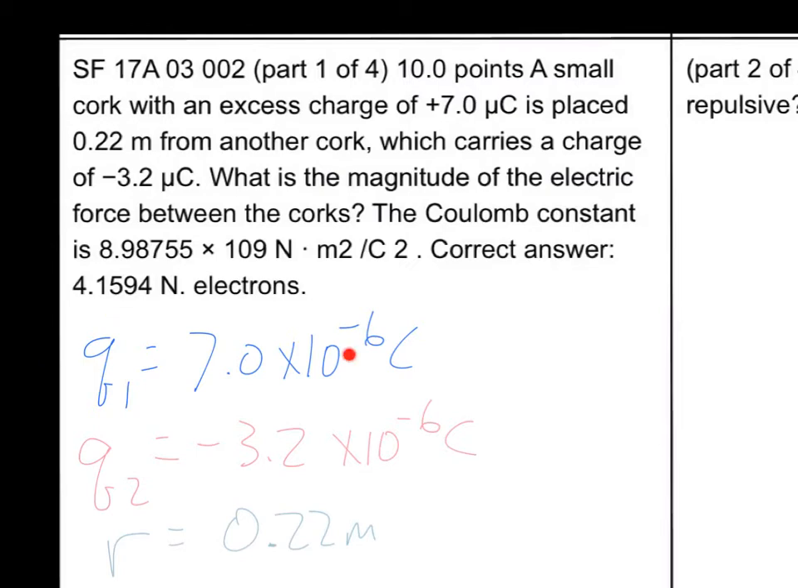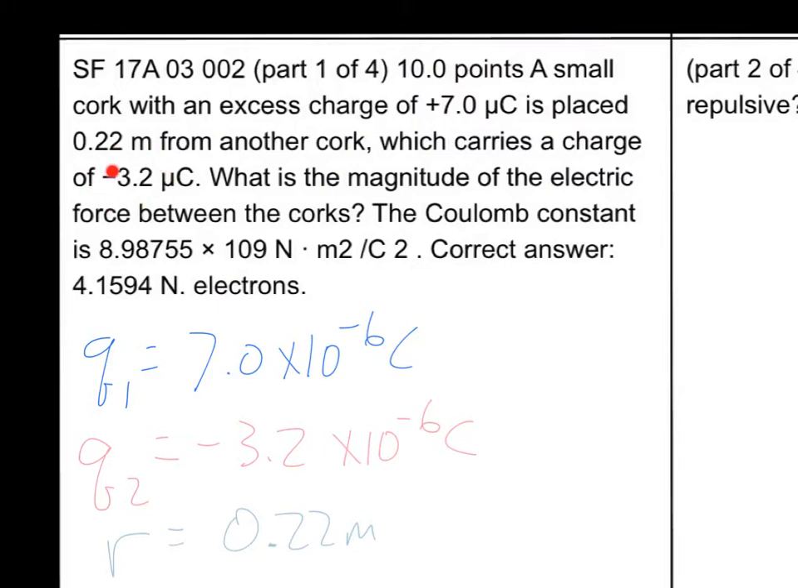the charges here and the distance between the two. Now, there is something I need to make sure you're paying attention to. You have 0.7 right here, positive 7 microcoulombs. That's not what I wrote here. It's because we have to be in coulombs. So every time you see 7 microcoulombs, you write down 7 times 10 to the negative 6 coulombs.